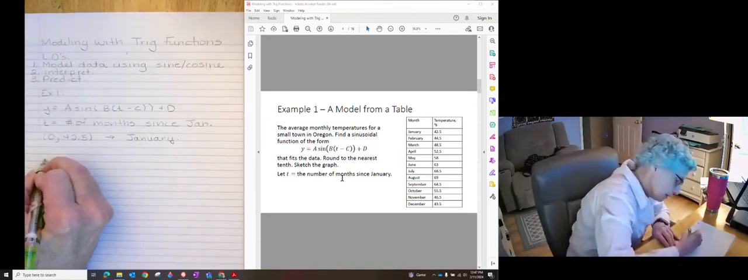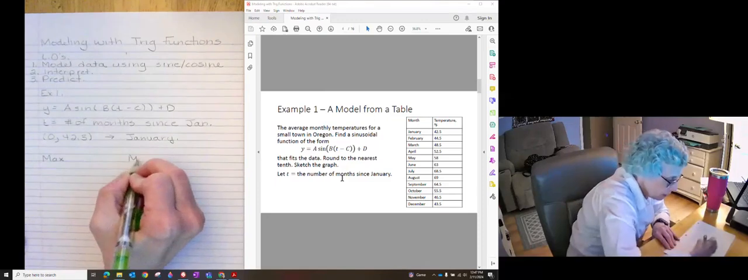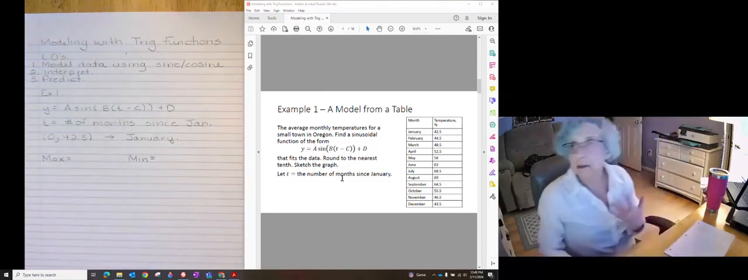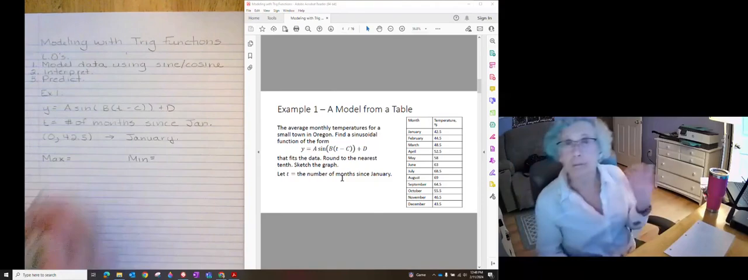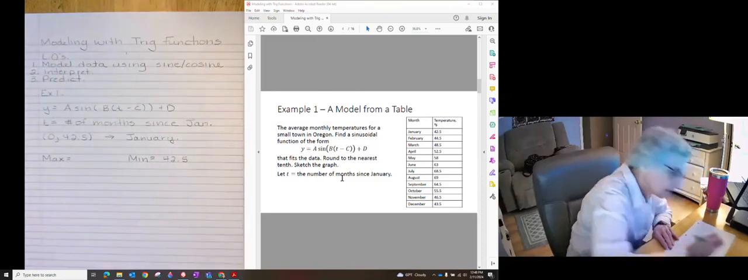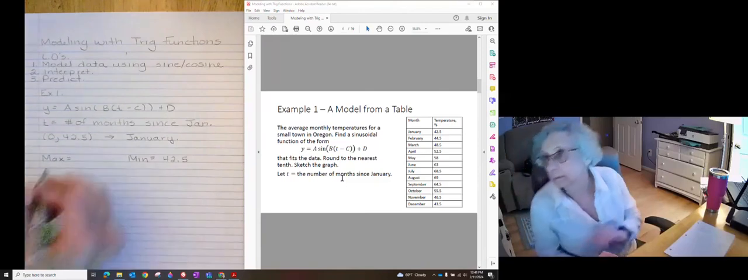So we can find our max and our min just by looking through the table. So it looks like the smallest number is 42.5. So that's my min. My max, the biggest number I see there in my list, is 69.